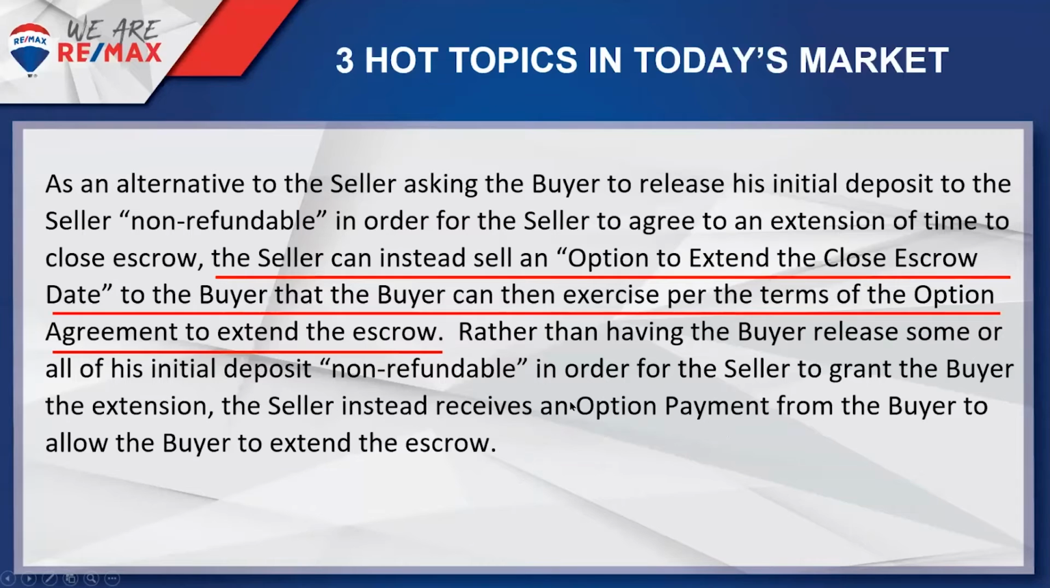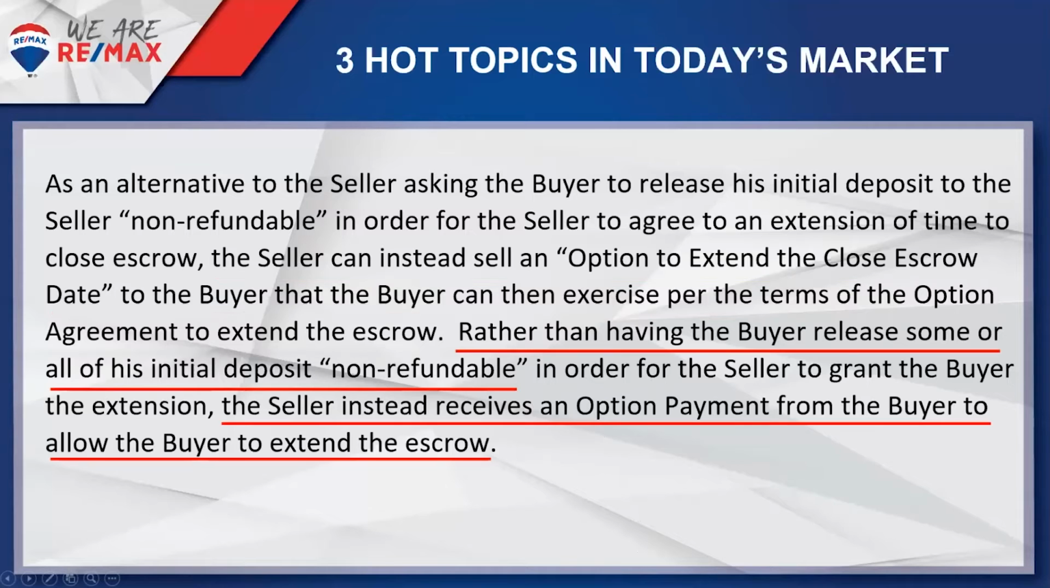And that buyer can then exercise that option and extend escrow. That is perfectly legal, and option payments are rarely refundable. So rather than having the buyer release some part of his initial deposit non-refundable, the seller instead receives an option payment, and they can receive that option payment immediately. And the seller will then allow the buyer to extend the escrow with the payment option.